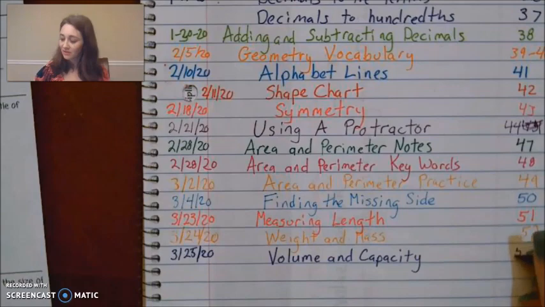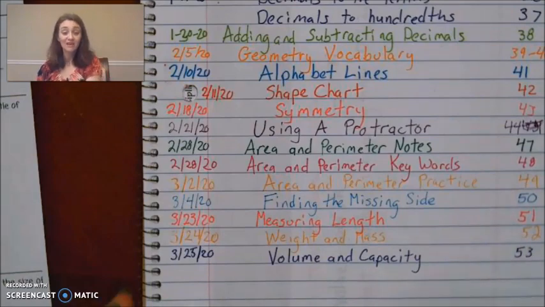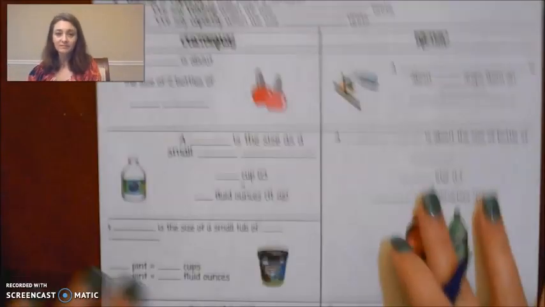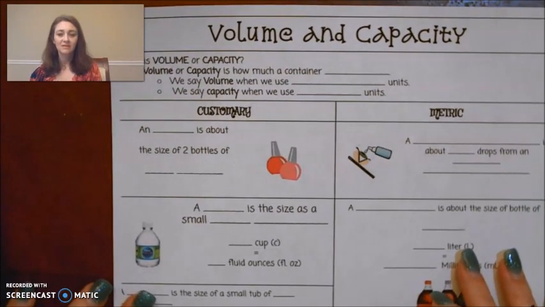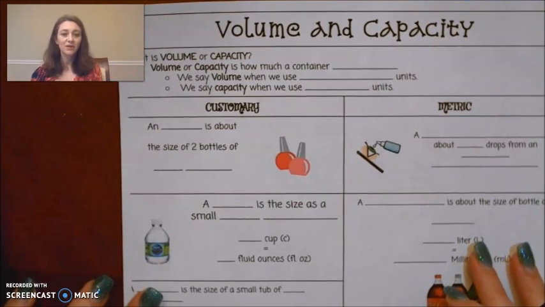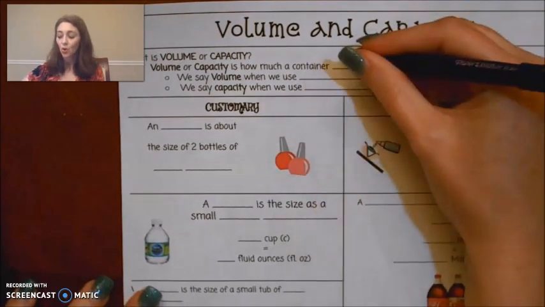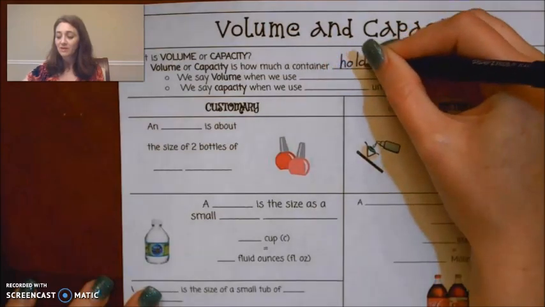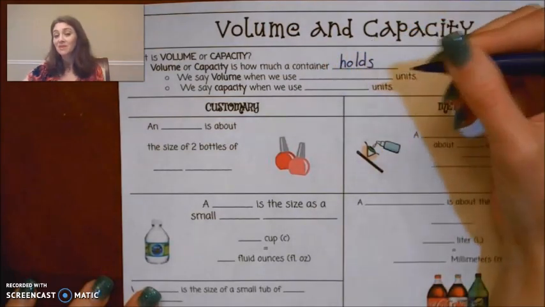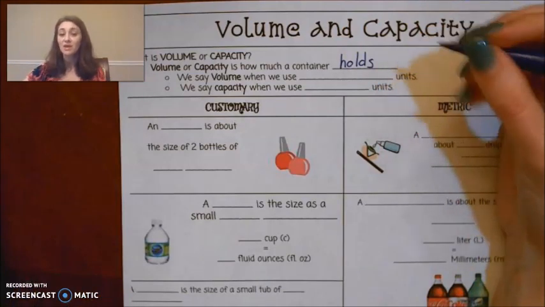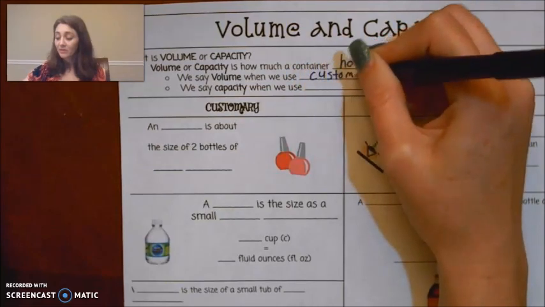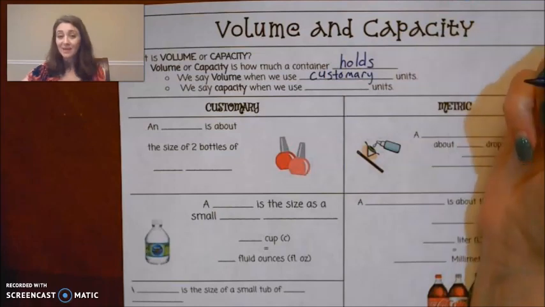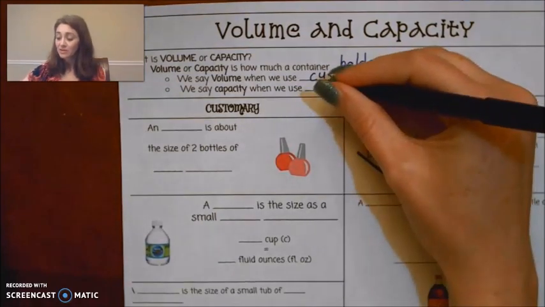Whatever page you're on. And then I'm going to move this out of the way and just put my note page down. Okay, volume and capacity. It says, what is volume and capacity? Volume or capacity is how much a container holds. In science, it was how much space something took up. In math, how much a container holds. We say volume when we use customary units. We say capacity when we use metric units.